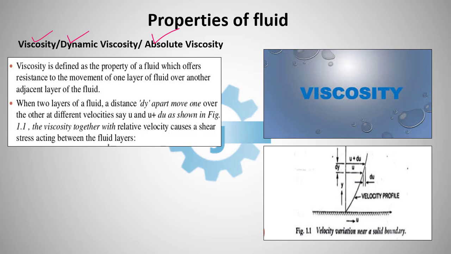adjacent layer. Suppose, here you can see, this is velocity u in the x-axis. In the y-axis, the distance is y. So, we are taking two layers of fluid. One layer of fluid is flowing with velocity u. Another layer of fluid is flowing with velocity u plus du. And the distance between the two layers of fluid is dy. And what is the velocity difference? The velocity difference is du.